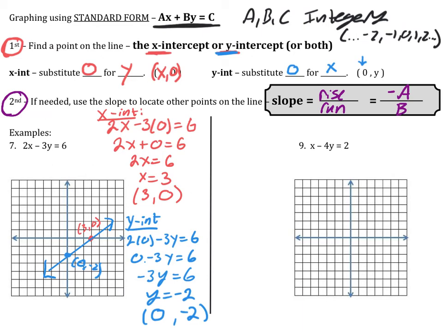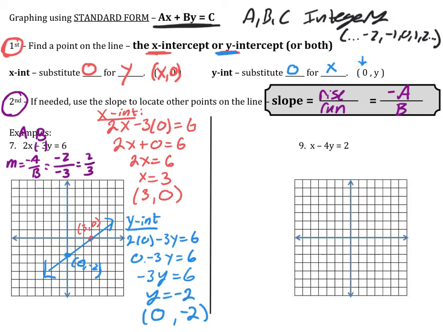Okay, so let's look at this equation. Here our A value is a 2, our B value is a -3. So keep in mind that this number holds on to the sign to the left of it. If I want to find my slope, I'm going to take the opposite of a +2, which is a -2, divided by whatever B is, which happens to be a -3. Always, always, always reduce. 2/3.